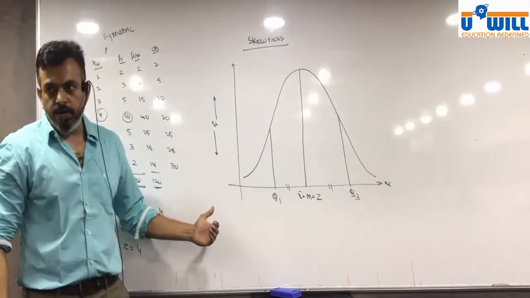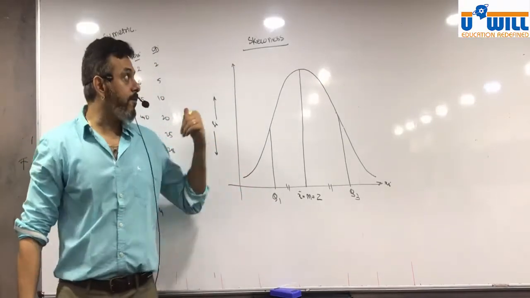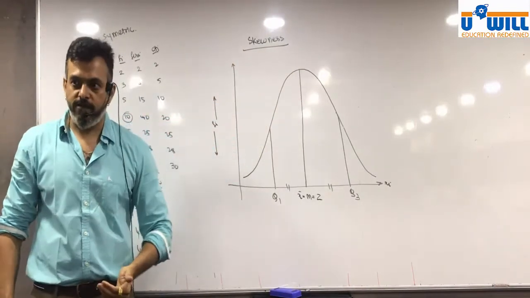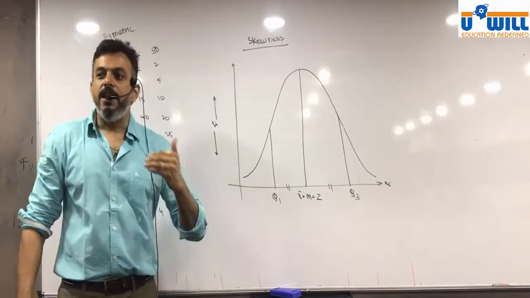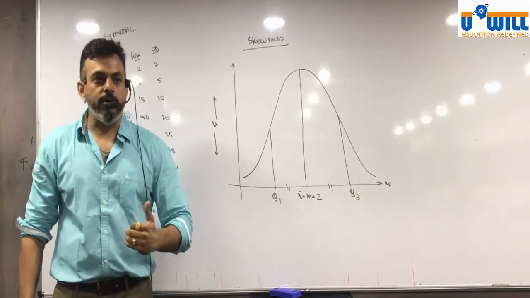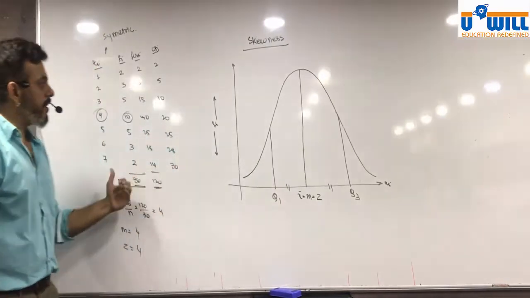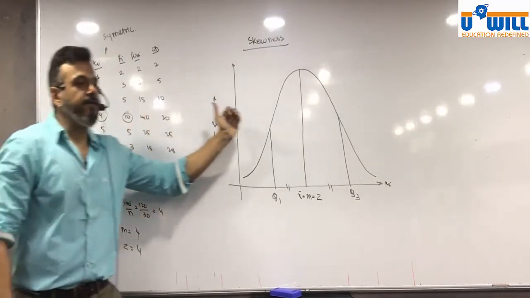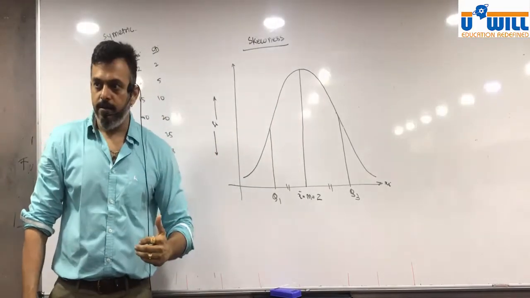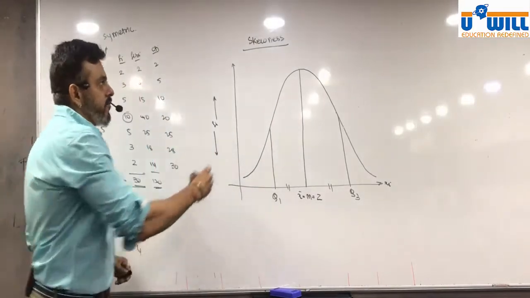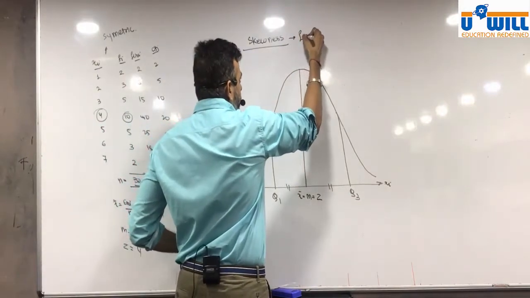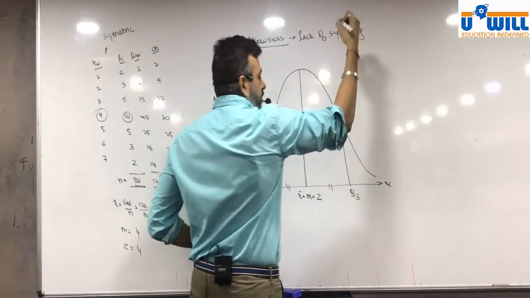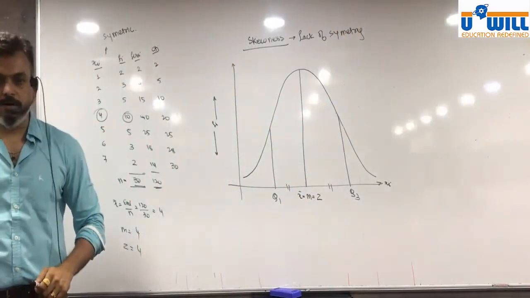But this chapter is not about a symmetric frequency distribution. This chapter is skewness. So what is skewness? Skewness is lack of symmetry. That means if any data is not like this, we will call it a skewed data. You understood? Once again, skewness is lack of symmetry is known as skewness. Understood this?